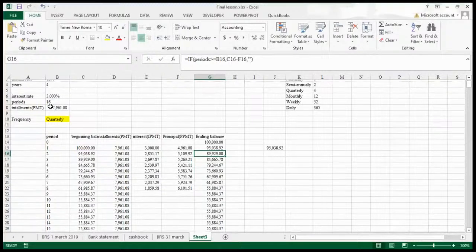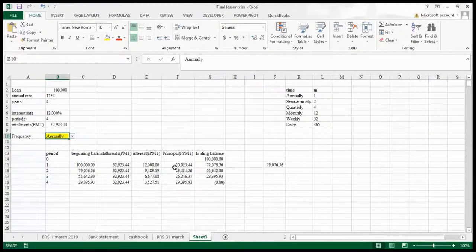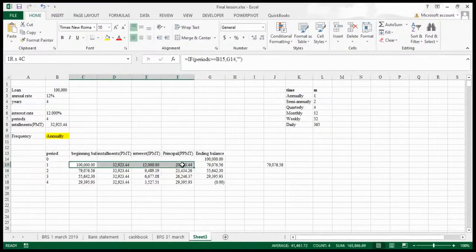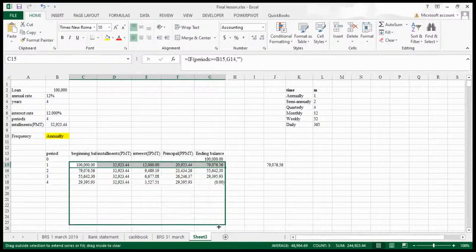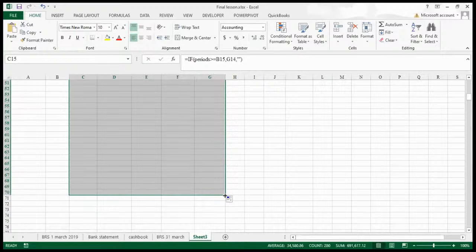So let's now take it back to annually. If you bring it back to annually, it is stopping at 4. There are no errors that you were seeing previously. The errors have been eliminated. So what you now need to do, just highlight these ones where we have the formulas. Then you now autofill. Let's do it up to where we stopped with the functions there. Then you now double click.